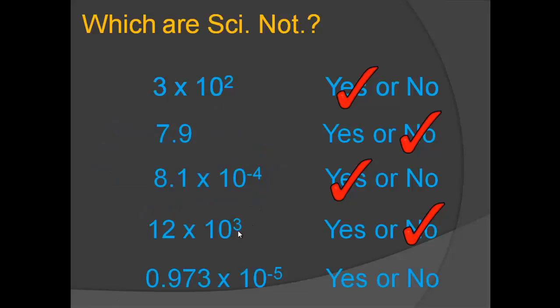What about this one? Well, this one is also not in scientific notation for the same reason the one above isn't. 0.973 is not a number between 1 and 10. So you would have to move that decimal point over here to 9.73. And of course, you would have to change the exponent. Try to do that on your own.